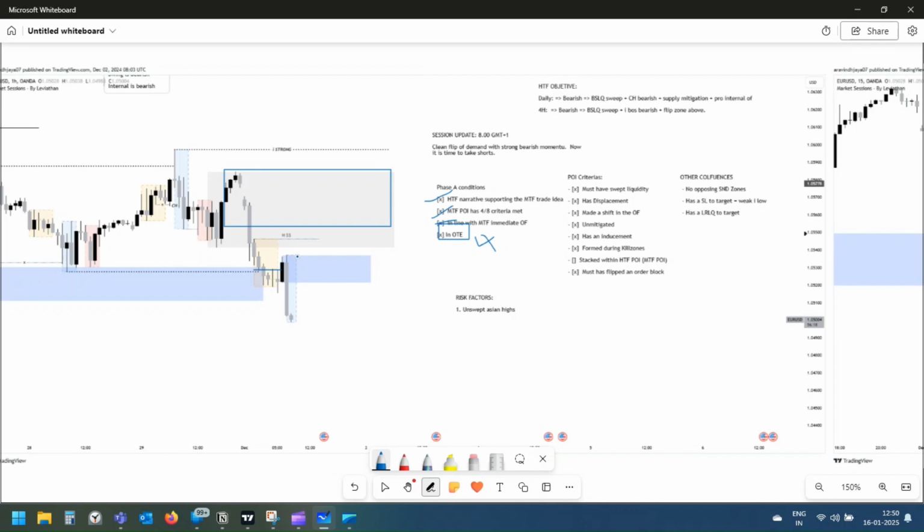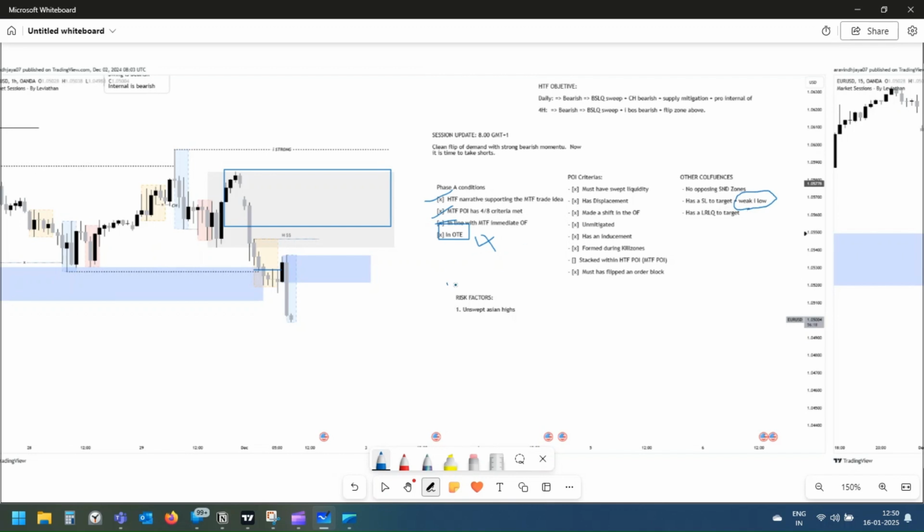So actually this POI was formed by flipping this demand. This is a beautiful flip zone which I can look for trades. And what are the other confluences? There are no opposing demand zones, and there is a structural liquidity to target, that is the weak internal low, and there is a lot of low resistance liquidity that I can target.